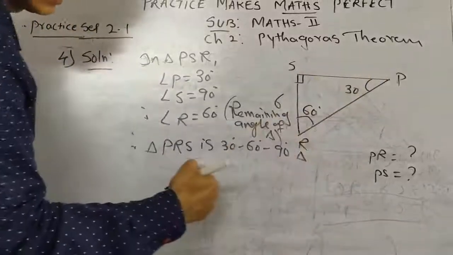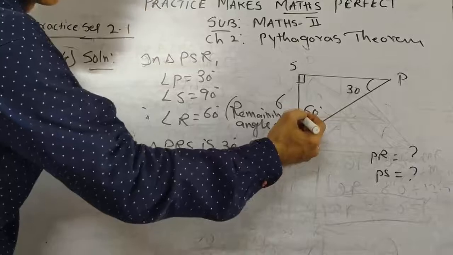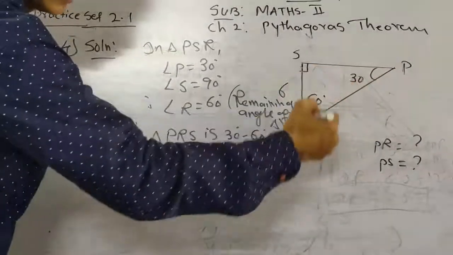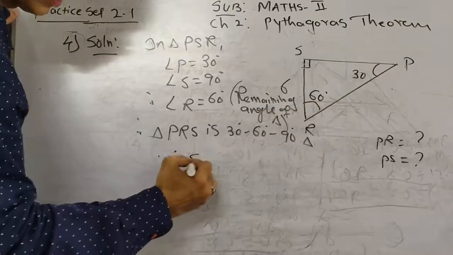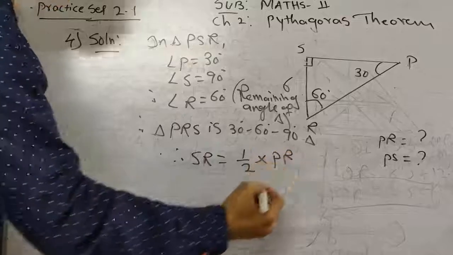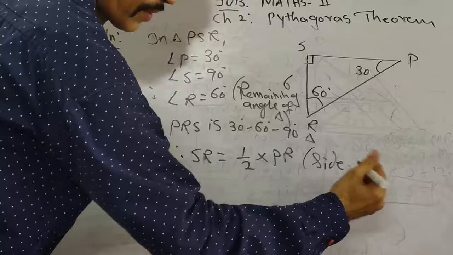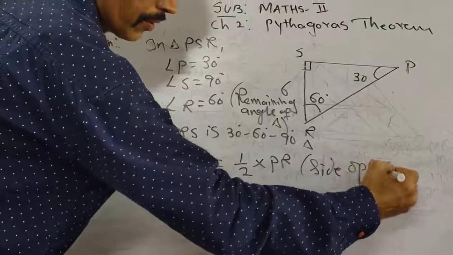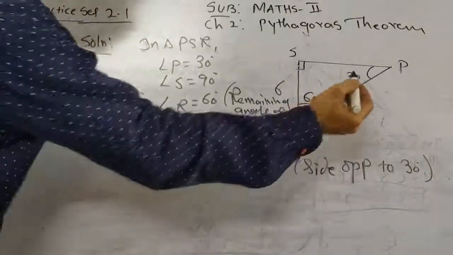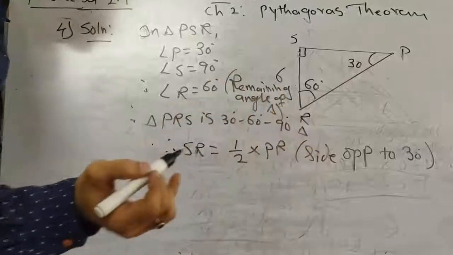Triangle PRS is a 30, 60, 90 triangle. And now all of you know the side opposite to 30 degree is half of the hypotenuse. So I will write the side opposite to 30 is SR. Therefore, SR is equal to half of the hypotenuse. Reason: side opposite to 30 degree. So always you have to keep in mind the side opposite to 30 degree is half of the hypotenuse. This you have studied in 9th standard.